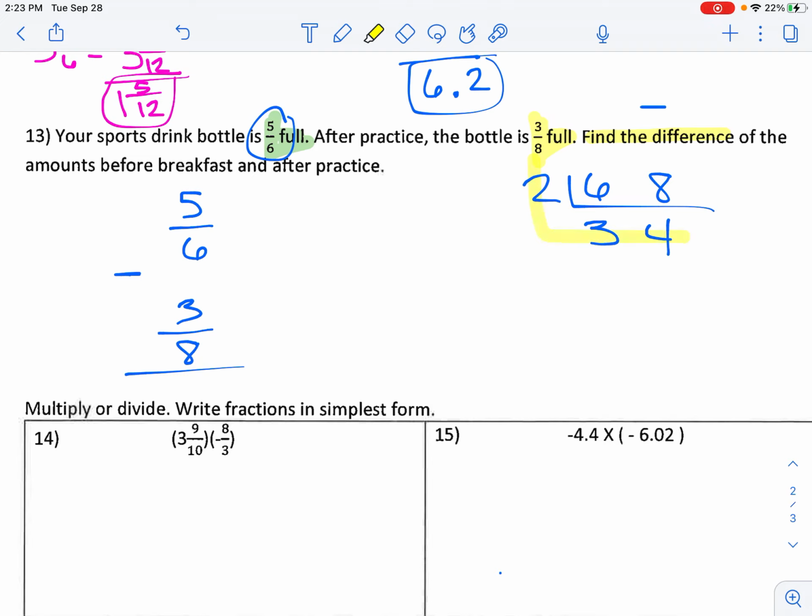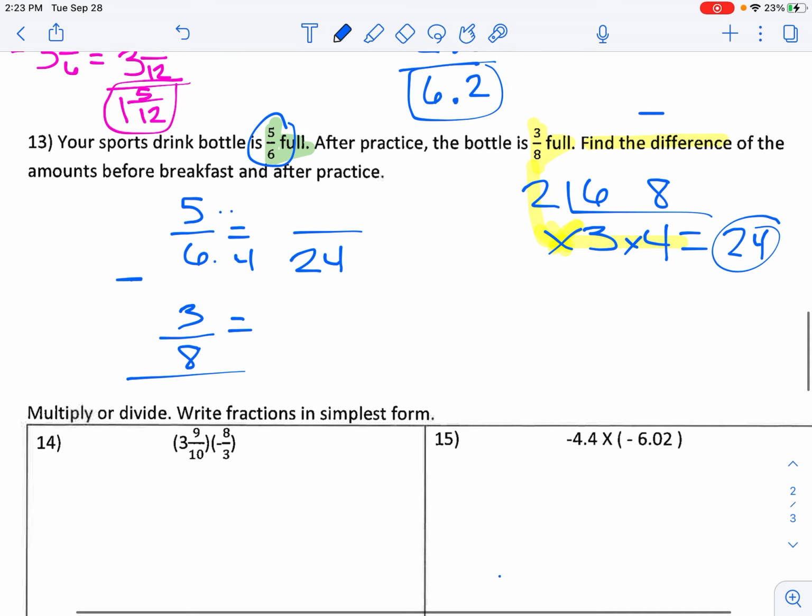Multiply around. 2 times 3 is 6. 6 times 4 is 24. So we're all going to use 24 for our common denominator. So 6 times 4 and 5 times 4.